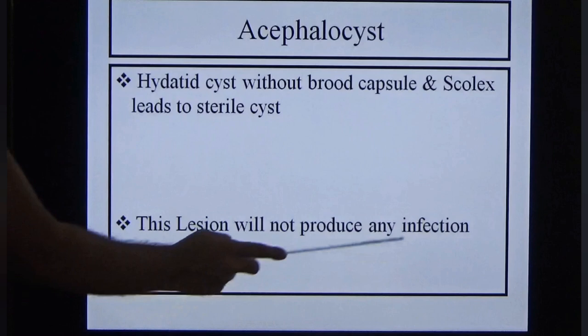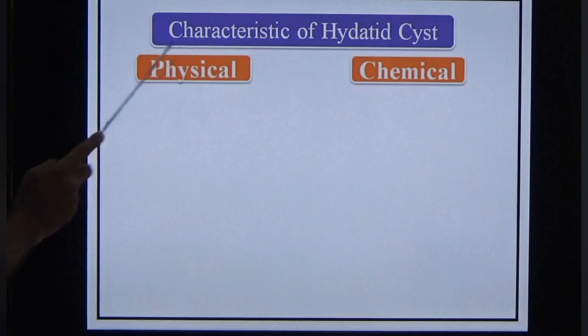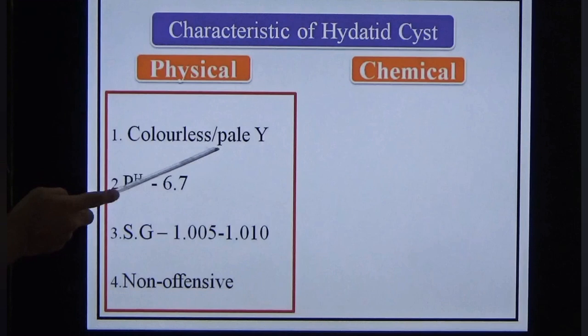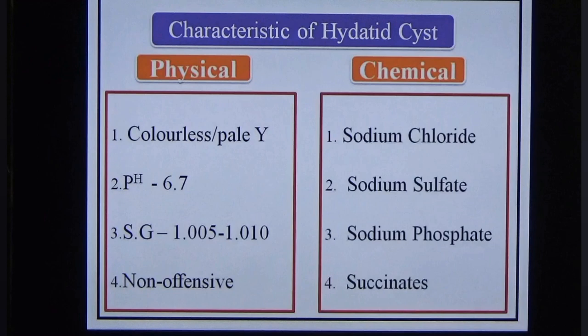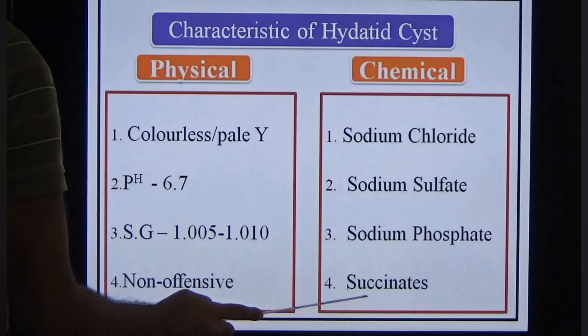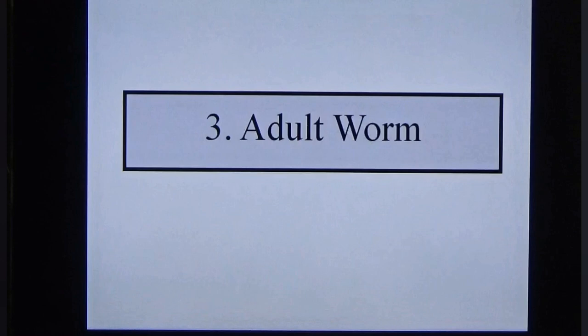Okay. So what are the characteristics of hydatid fluid? There are two characteristics, physical and chemical. Under the physical characteristics, the color of the fluid is pale yellow, pH is 6.7, specific gravity is 1.005 to 1.010, and it is non-offensive in character. And in chemical, they have four substances: sodium chloride, sodium sulfate, sodium phosphate, and succinates. This is the characteristic of the hydatid fluid. Okay, that's about the hydatid fluid.